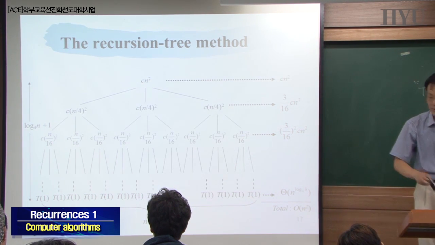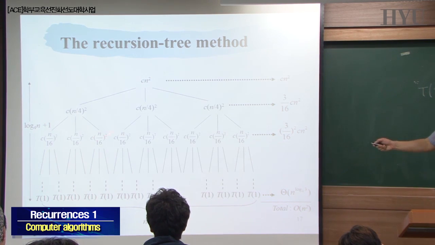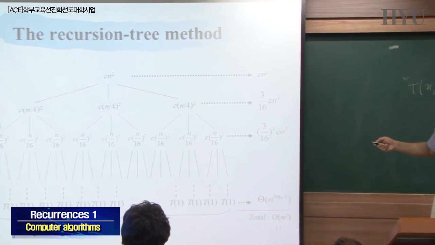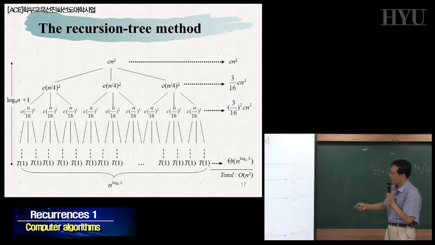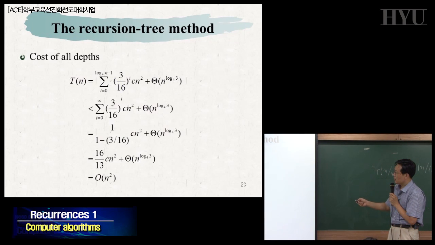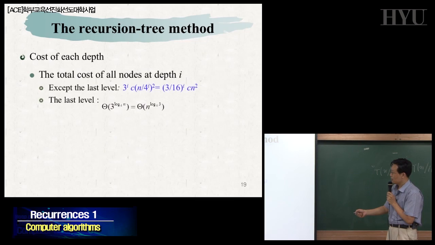And another, so except the last level, the deepest level, there are log n levels. So it is represented like this. Look at the index. It starts from 0 and goes to log n base 4 minus 1. So log n levels.